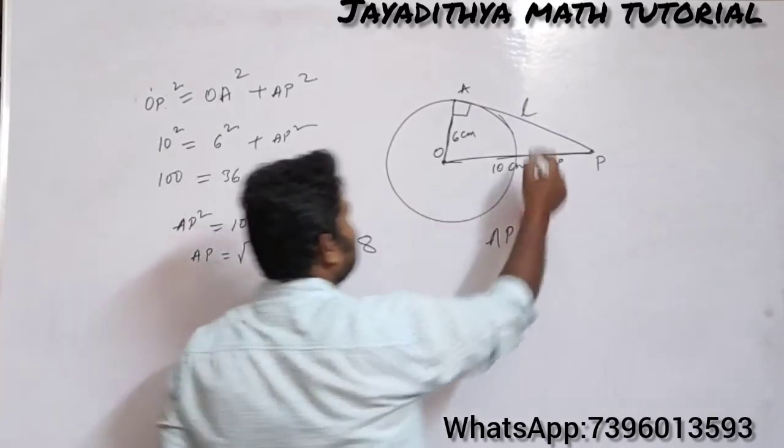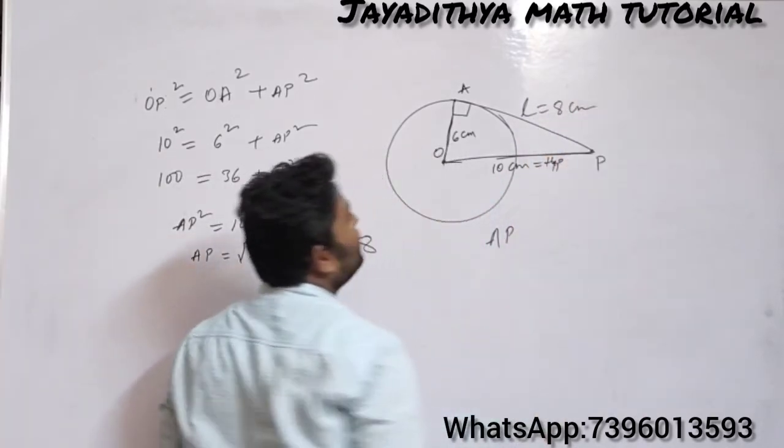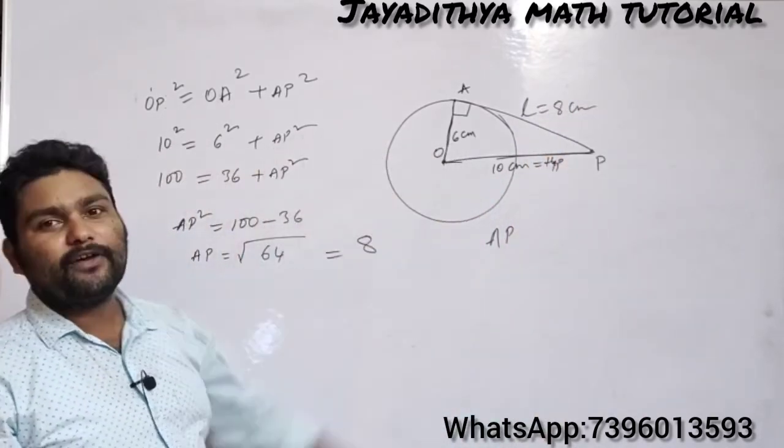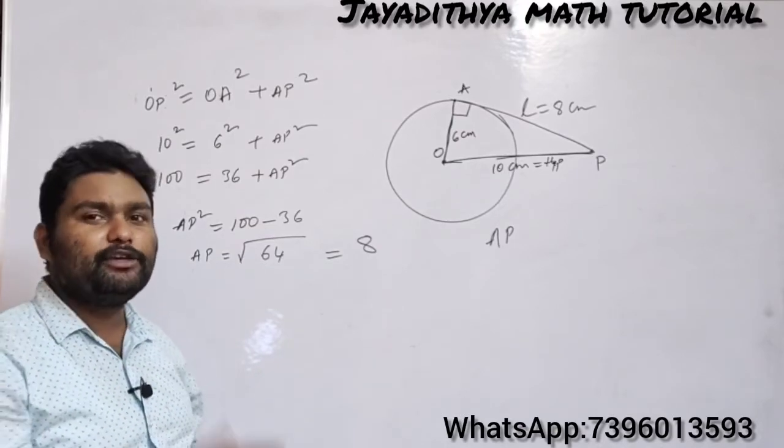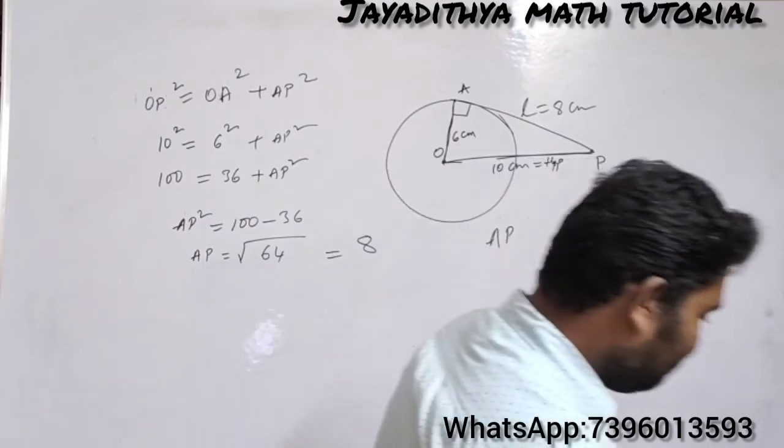So now the AP distance is how much? That is 8 centimeters. So what is the length of the tangent? The length of the tangent is 8 centimeters. This is a very, very important 2 mark question. Definitely you will get one question from this concept. Okay, so this is the case.